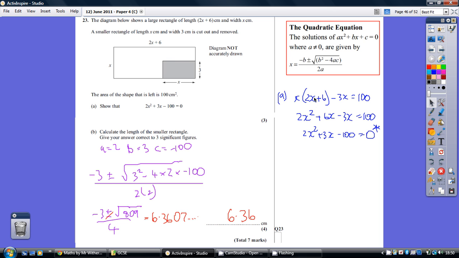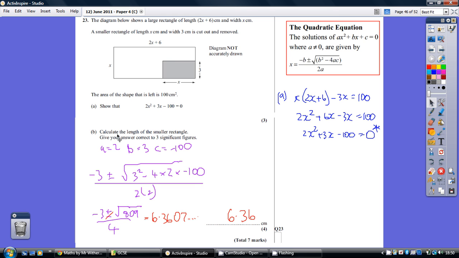You do a claw: x times 2x is 2x squared, x times 6 is 6x. We then gather together our x's, take away 100 from both sides, and we get 2x squared plus 3x minus 100 equals 0, which is what we were asked to show.